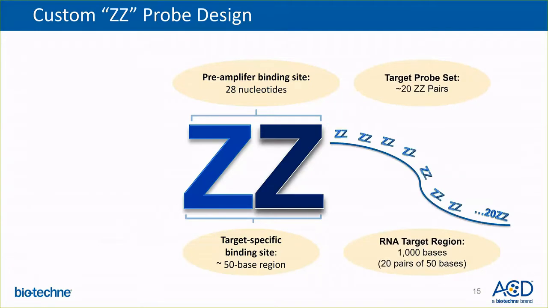A standard RNAscope probe for a target sequence of 1,000 bases or more consists of about 20 ZZ pairs pooled together that are designed to hybridize next to each other along a target region. This allows for a tremendous amount of amplification and signal potential. However, only a few ZZ pairs are needed to bind to the target RNA sequence to generate enough signal for molecular detection.